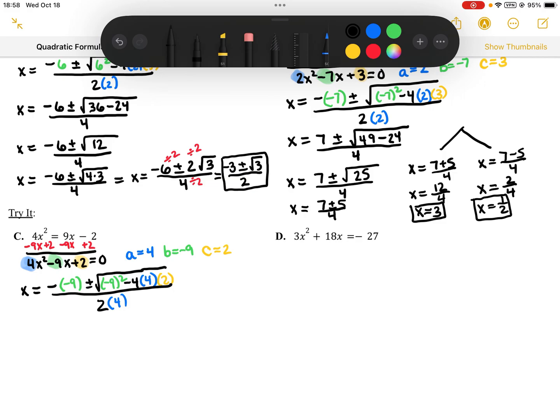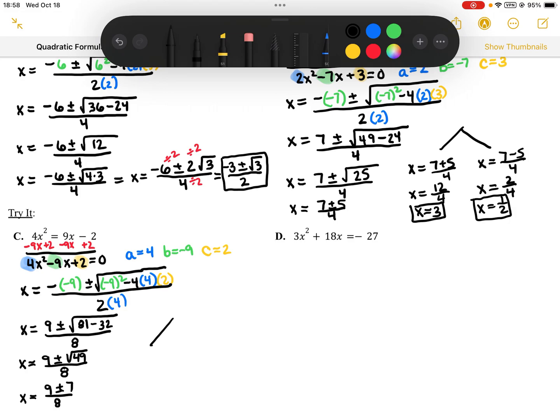So now I start to simplify. So x equals negative 9 gives me a positive 9, plus or minus the square root. Negative 9 squared is 81. Minus 4 times 2 gives me 32. All over 2 times 4 is 8. So now I have x equals 9 plus or minus 81 minus 32 gives me 49. So I have the square root of 49 over 8. The square root of 49 is 7. So I have 9 plus or minus 7 over 8.